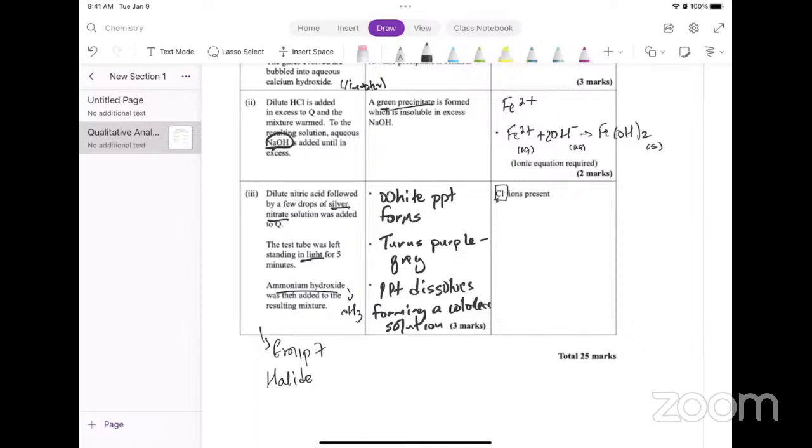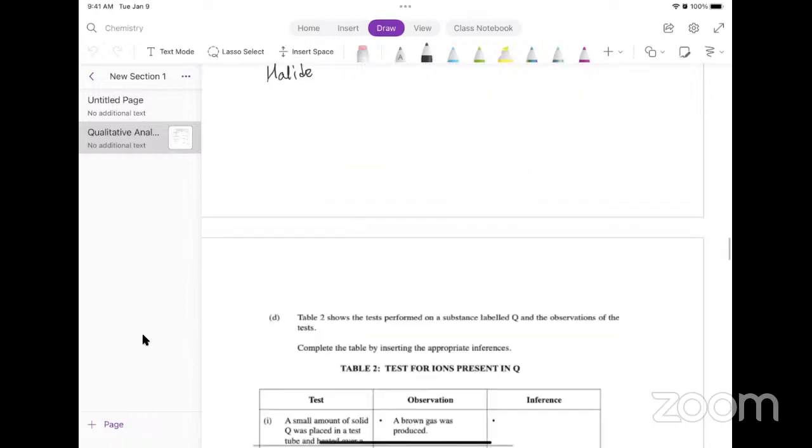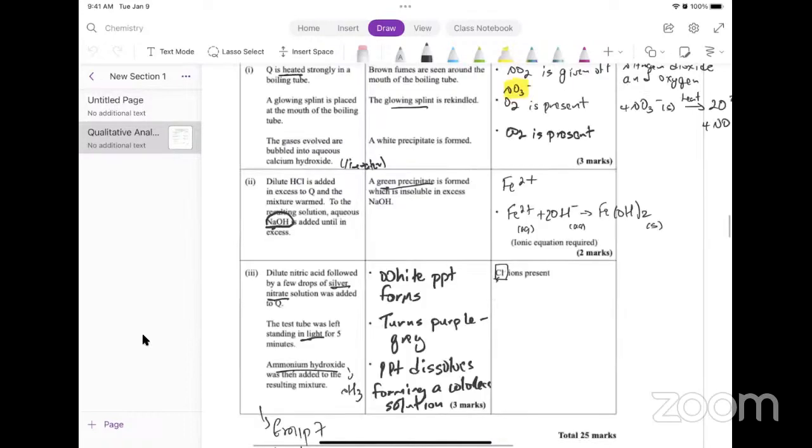So that is why it is important to know the tests that you are employing in the qualitative analysis. It is important to know the tests that you are employing in this example here. Okay. So that's another question done.